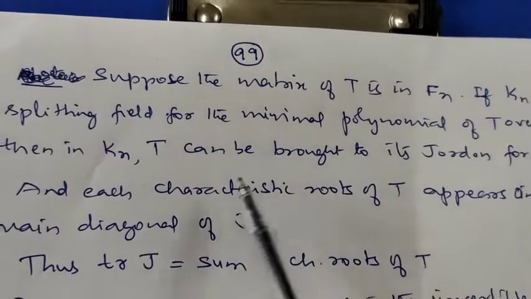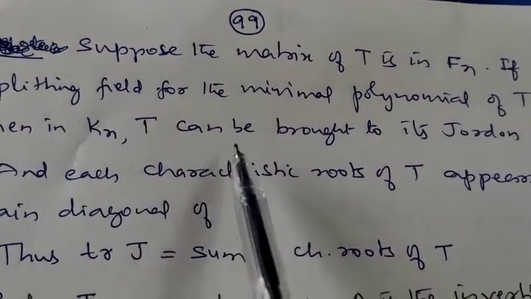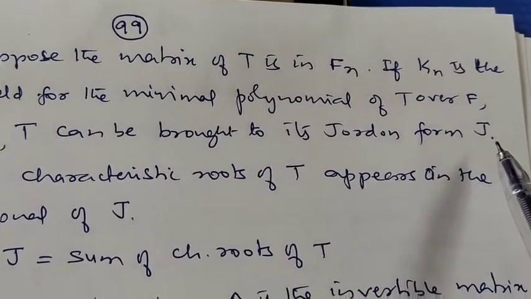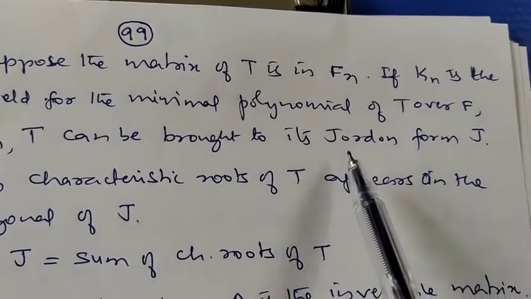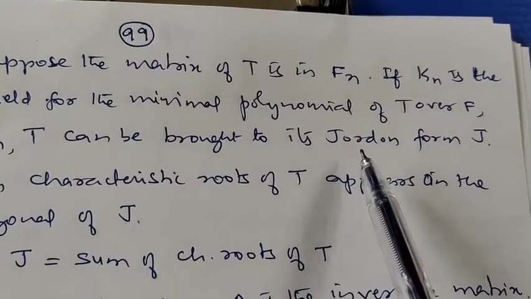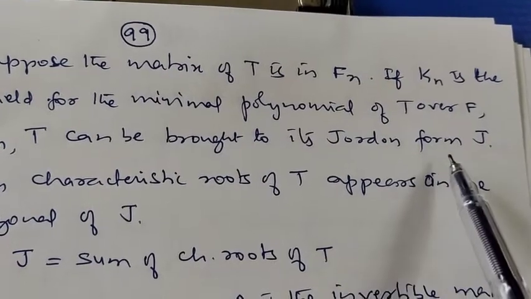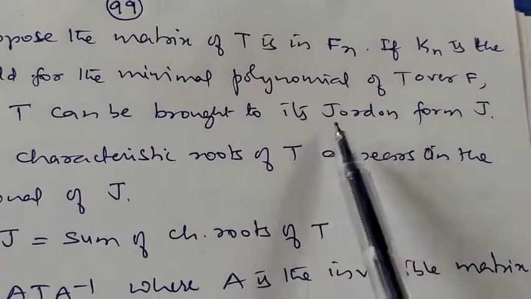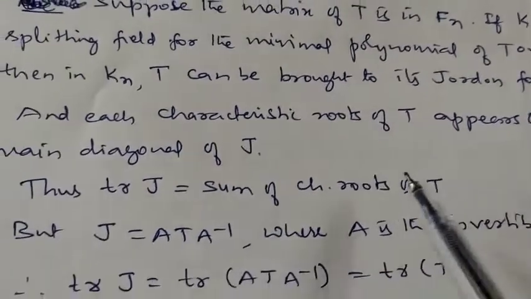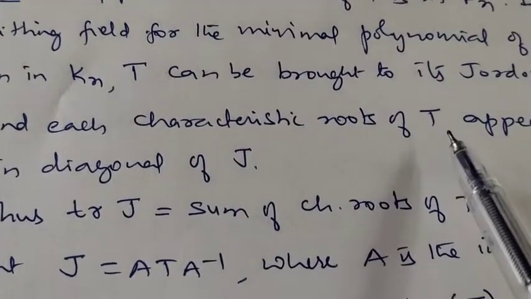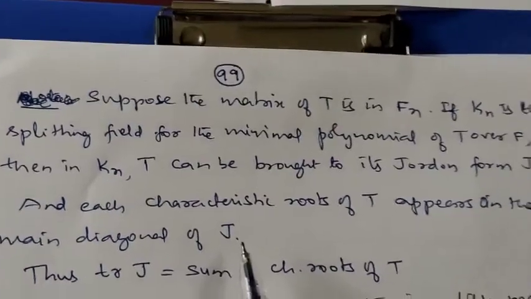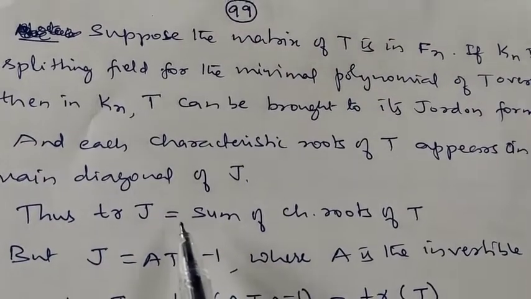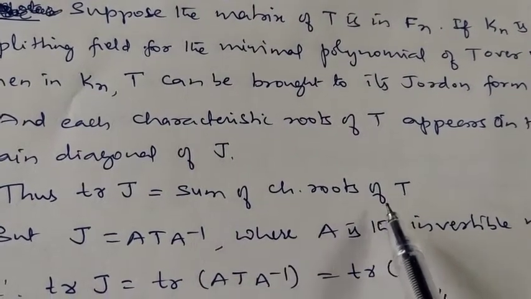Then in Kn we can definitely bring T to the Jordan form J, because the condition for Jordan form is that the minimal polynomial can be factored into linear factors. Each characteristic root of T appears in the main diagonal of J, so all the eigenvalues lie on the main diagonal. Thus the trace of J is the sum of characteristic roots of T.